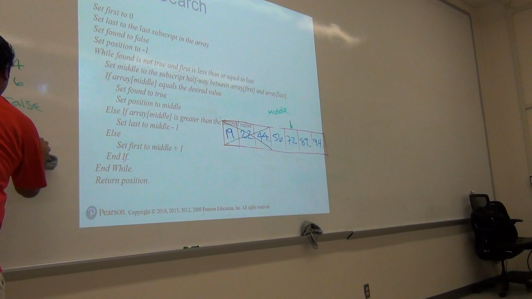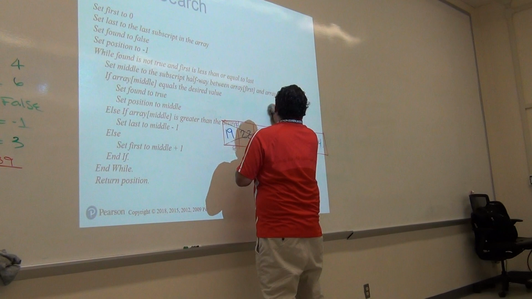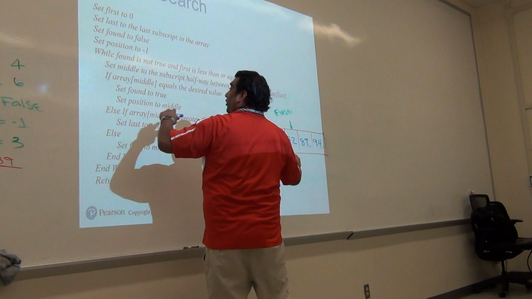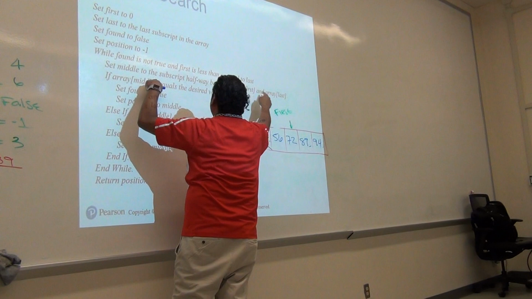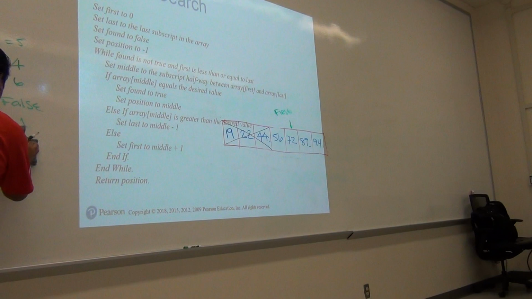Middle was three. Hold on. I skipped a step. So we're here. I needed to set first. Okay, this is first. Sorry. So we set our first. Now we need to set middle, which is halfway between first and last. So here was first, here was last. 4 plus 6 divided by 2. What is that? 5. So middle is now 5. There we go. Sorry about that, guys.